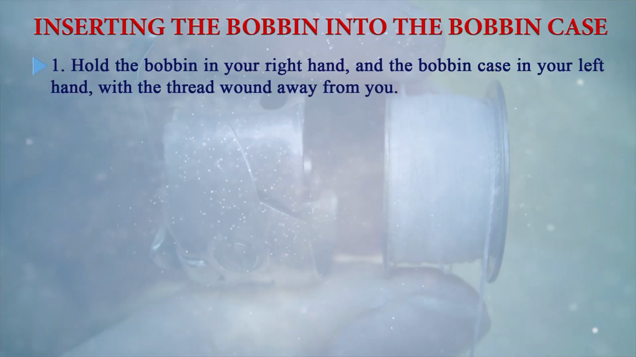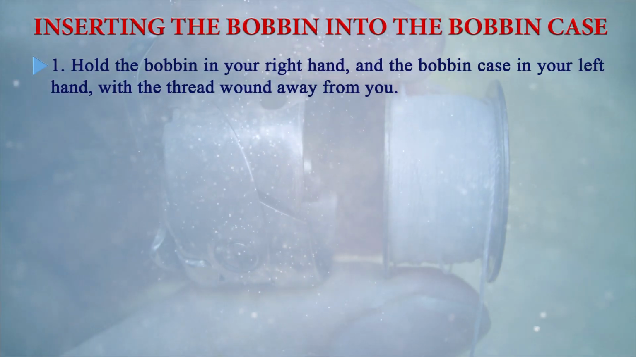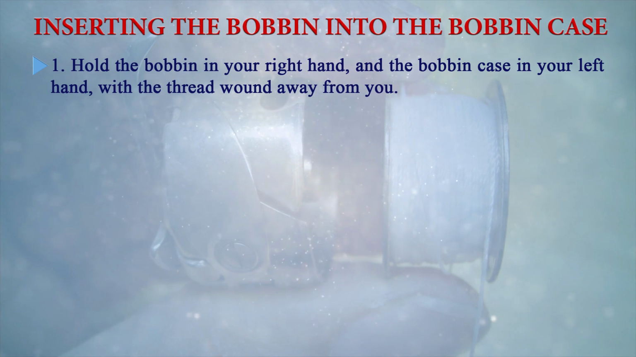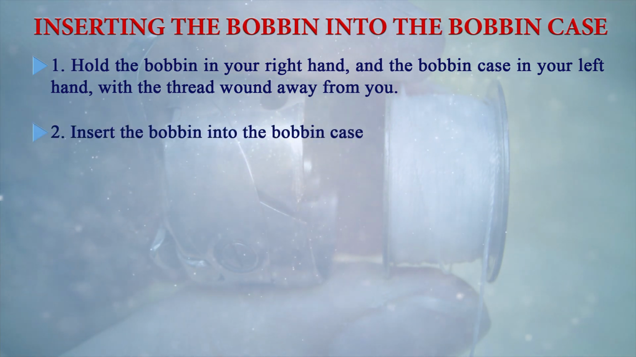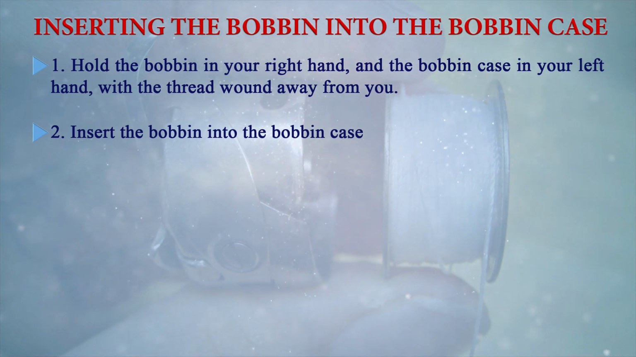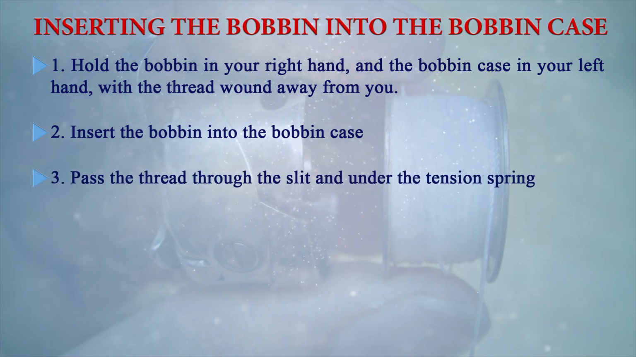Then what we do: inserting the bobbin into the bobbin case. For that, hold the bobbin in your right hand and the bobbin case in your left hand with the thread wound away from you. Then insert the bobbin into the bobbin case. Press the thread through the slits.